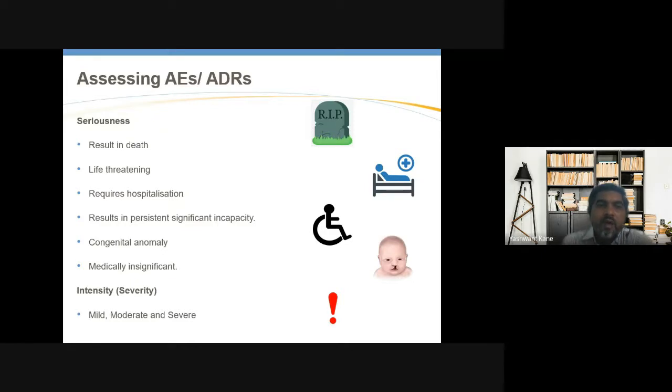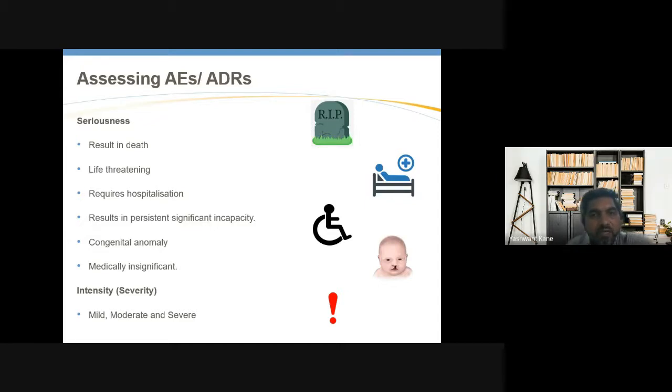Okay, you might be knowing, or it's very straightforward, basically resulting in death. Say, suppose life threatening: I have taken diclofenac and I'm getting blood vomiting, and I'm hospitalized in the ICU. Okay, it's life threatening. I have taken cetirizine and I'm having rashes all over my body, and my doctor asked me to get hospitalized and get treated for the condition, and that requires hospitalization.